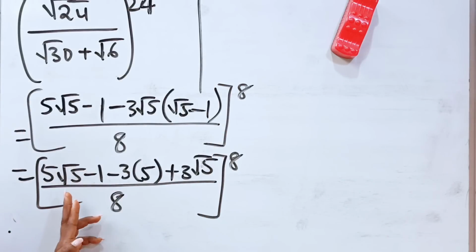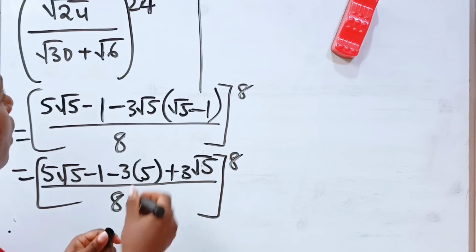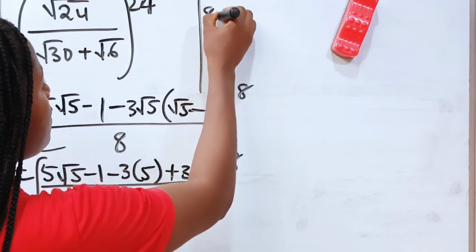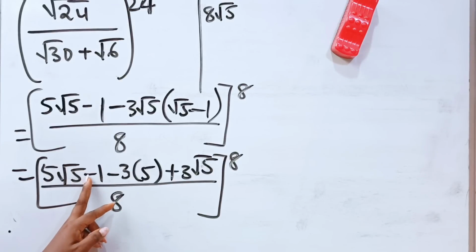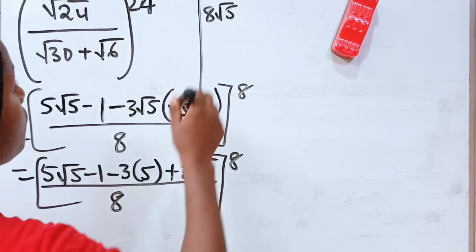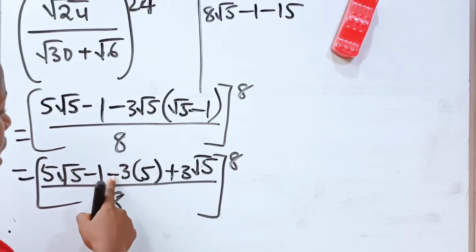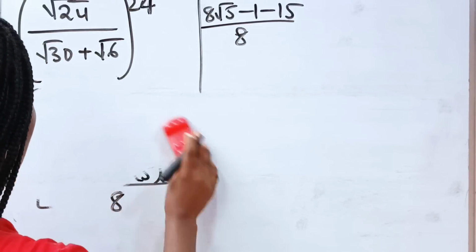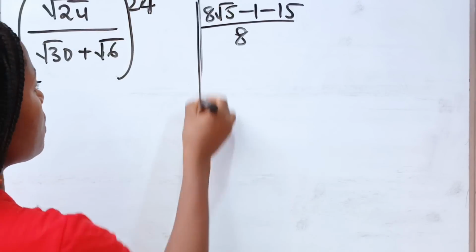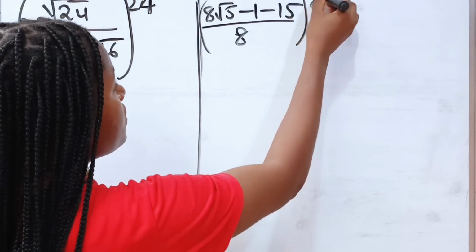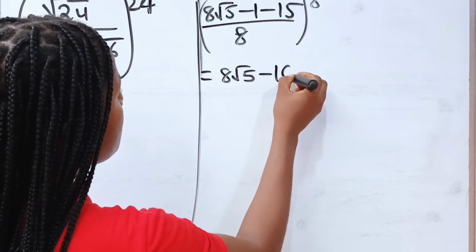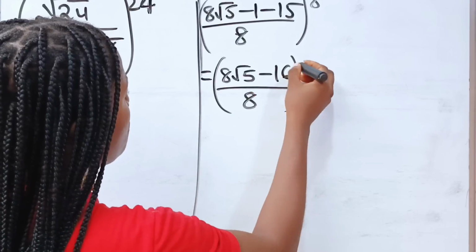So we continue. From here, let us collect like terms. So we have 5 root 5 plus 3 root 5, which will give us 8 root 5. Then minus 1 minus, this will give us 15, right? Minus 1 minus 15. Minus 3 times 5 is minus 15. Now divided by 8, okay? Let me clean everything. I just want it to be something that is conducive. Now remember that everything is raised to the power of 8. So this is equal to 8 root 5 minus 16 divided by 8 raised to the power of 8.